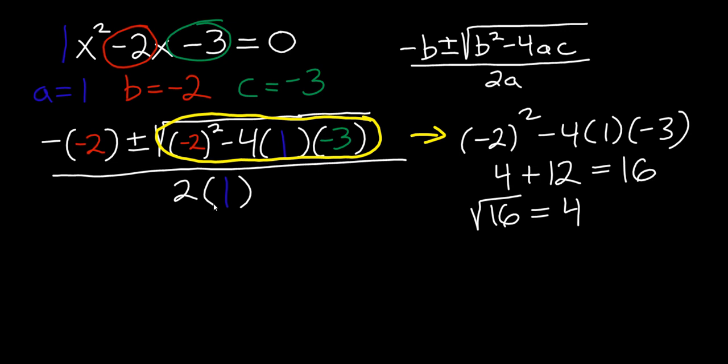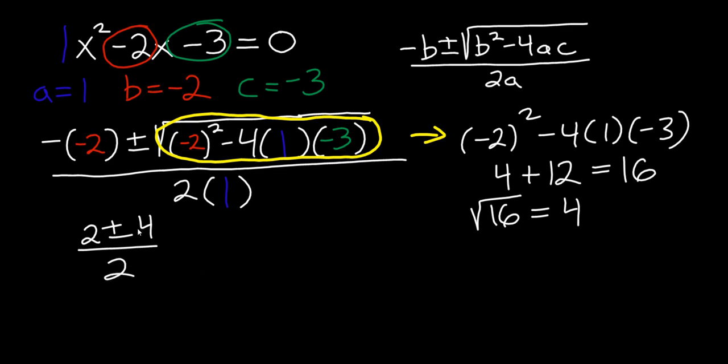All right. Now we're ready to go back to this. Now the circled yellow is going to be just a 4. Let's do this negative and negative 2. I'll get a positive 2, plus or minus. And we just worked that out. Square root of 16, which was 4. Plus or minus 4, all over 2.